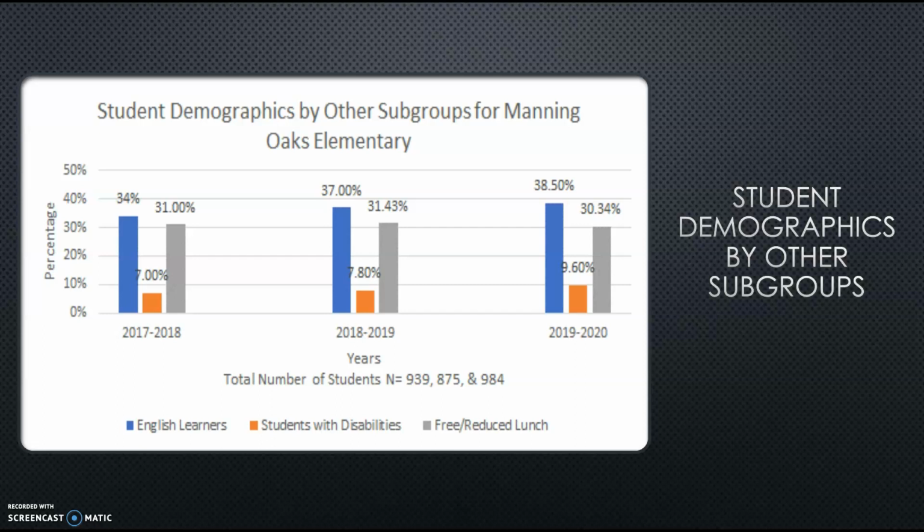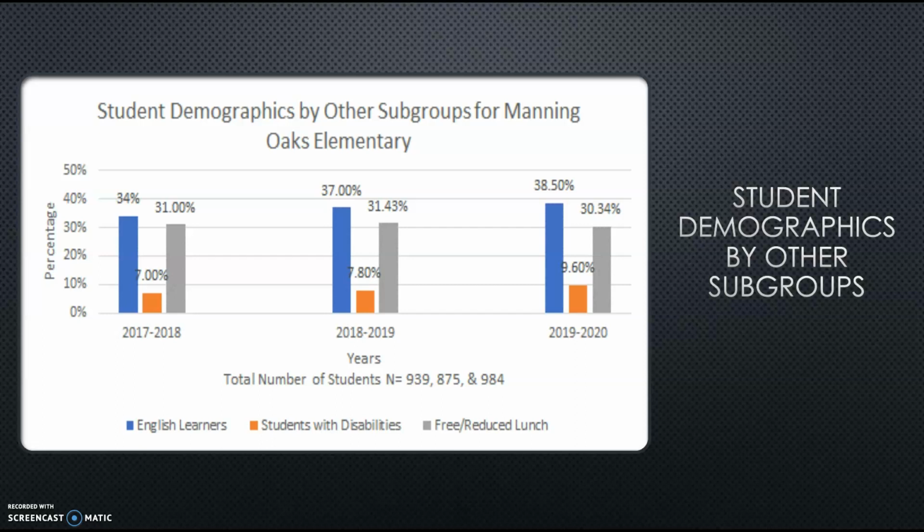The percentage of English language learners enrolled at Manning Oaks Elementary increases from year to year, going from 34% in 2017 to 38.5% in 2019-2020. This rise in students identified as English language learners and teachers possibly not being trained in best practices for English language learners could be affecting the percentage of students scoring in the beginning learners level.